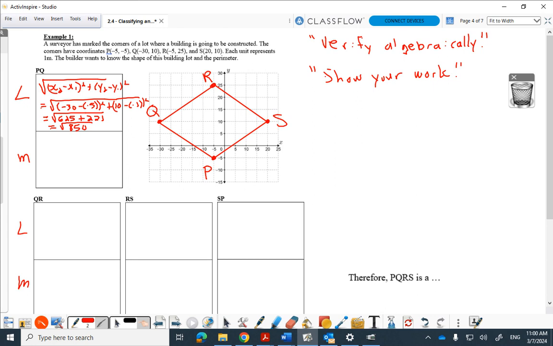Okay, and then slope, oh, that's easier. y2 minus y1 over x2 minus x1. So I'm 10 minus -5 over -30 minus -5. I get 15 over negative 25, which when I reduce that is negative 3/5. Negative 3/5 for PQ.